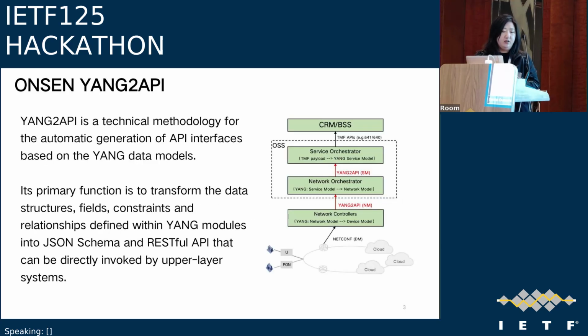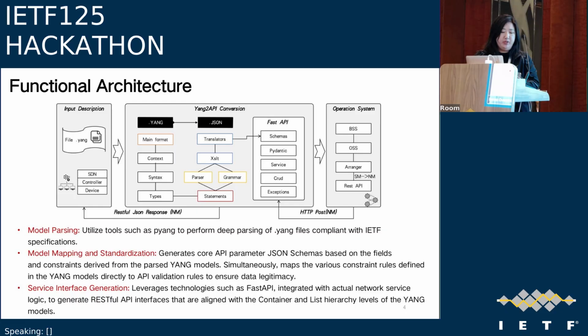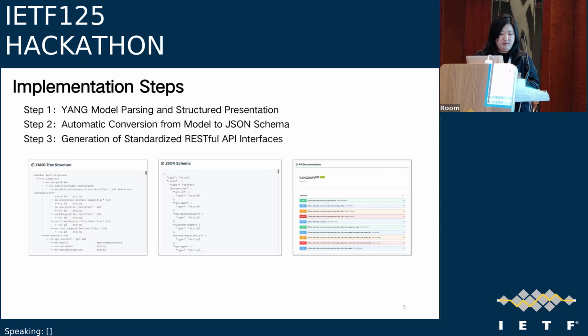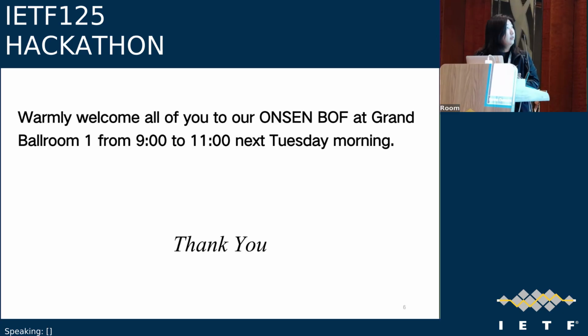YANG API is a technical methodology for the automatic generation of API interfaces based on the YANG data model. Its primary function has 3 parts, including model parsing, model mapping and standardization, and service interface generation. Its implementation has 3 steps. Step 1, YANG model parsing and structured presentation. Step 2, automatic conversion from model to JSON schema. Step 3, generation of standardized RESTful API interface.